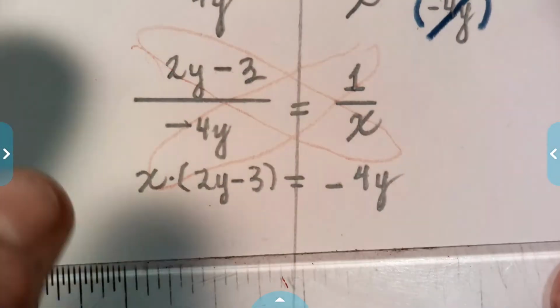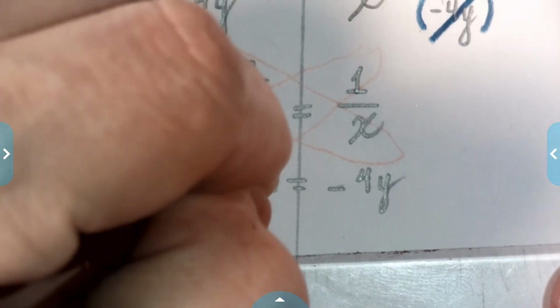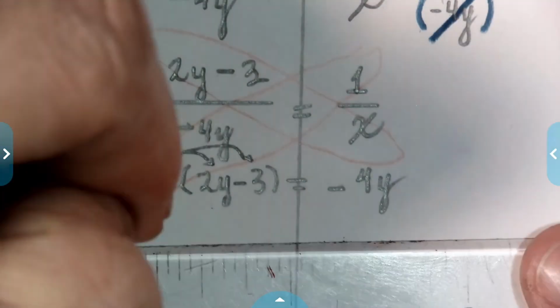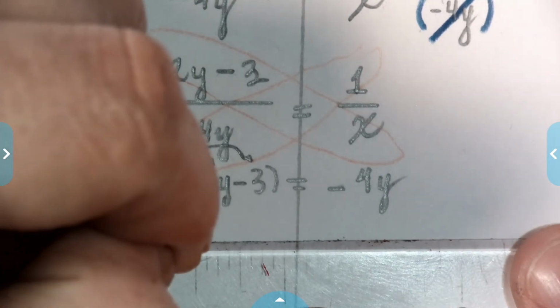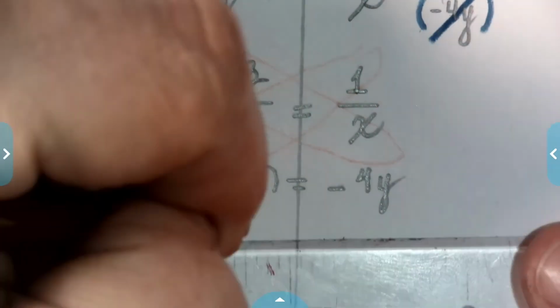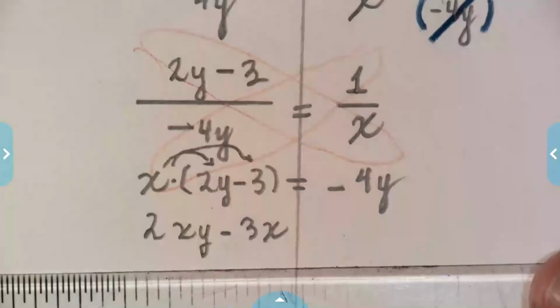Okay, so now we have to distribute the x. And so we're going to end up with 2xy minus 3x equals negative 4y.